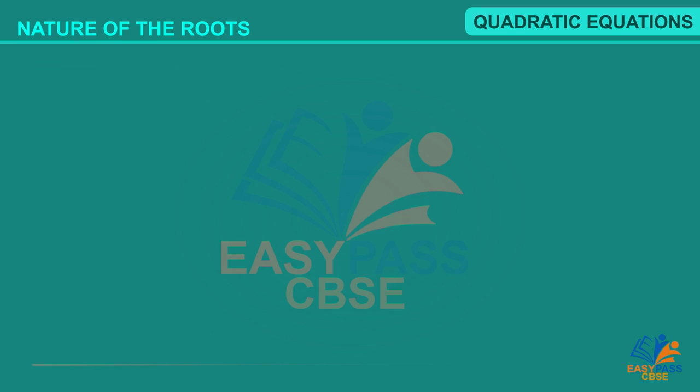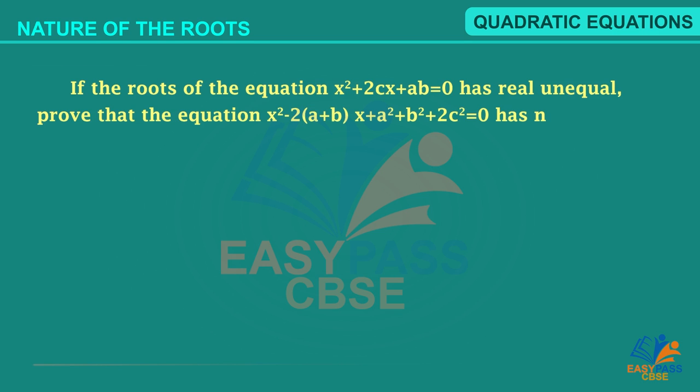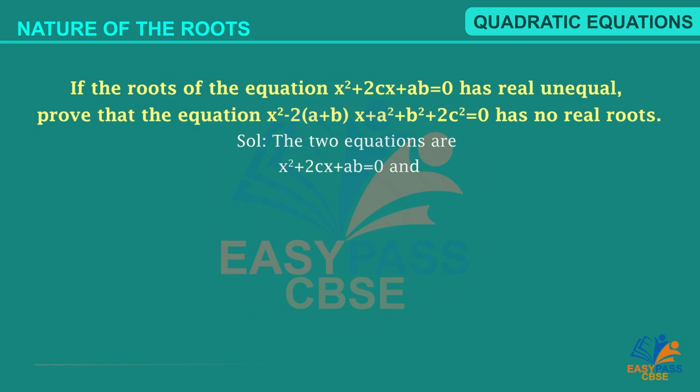Next question. If the roots of the equation x square plus 2cx plus ab equals 0 are real and unequal, prove that the equation x square minus 2(a plus b)x plus a square plus b square plus 2c square equals 0 has no real roots. The first equation has real and unequal roots. For the second equation you have to show that they are not real. That means the first equation's discriminant is greater than 0, and you have to show that the discriminant of the second equation is less than 0. So x square plus 2cx plus ab equals 0, and x square minus 2(a plus b)x plus a square plus b square plus 2c square is equal to 0. What will we do?